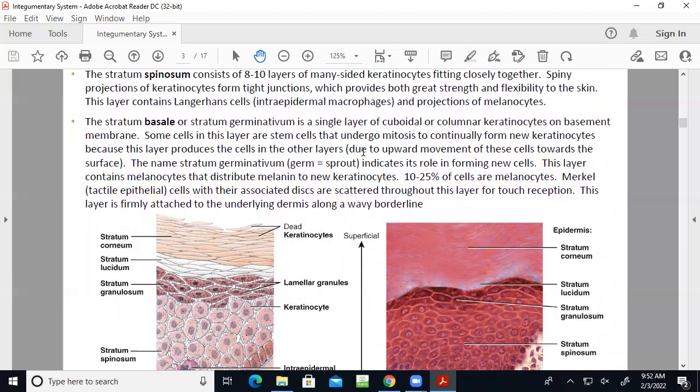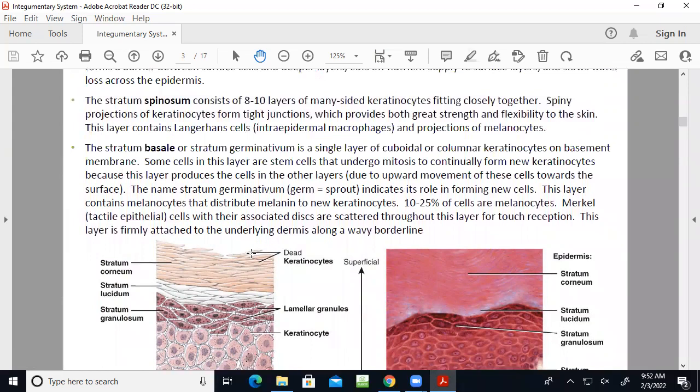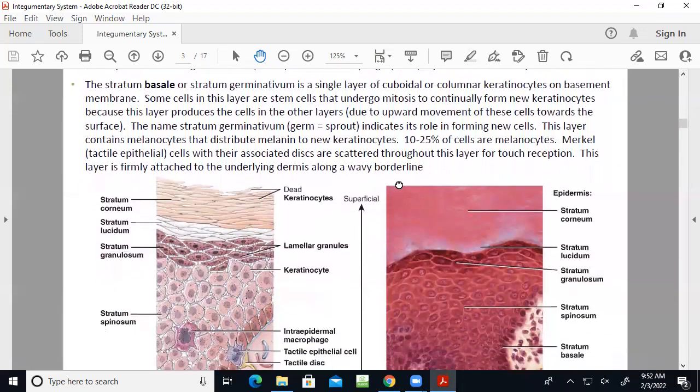This layer is the first layer where we're going to see any other type of cell aside from keratinocytes. We'll see those Langerhans or intraepidermal macrophages. Once again, those are going to help provide that immune response. And we even see projections of melanocytes.